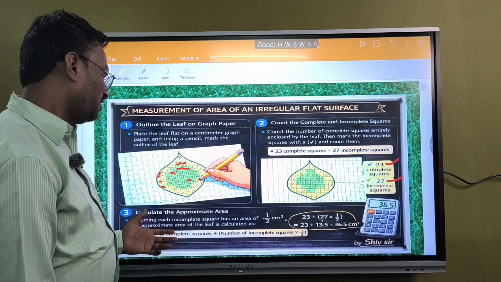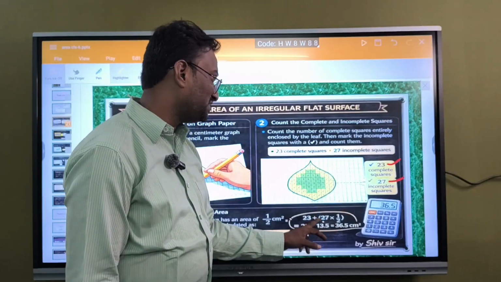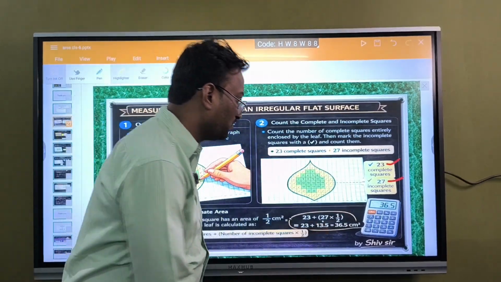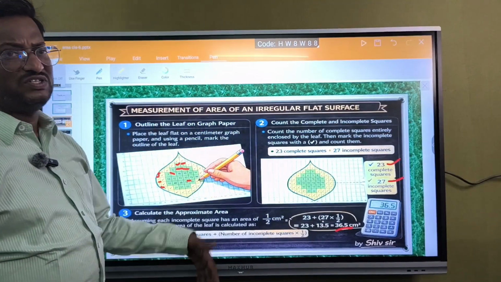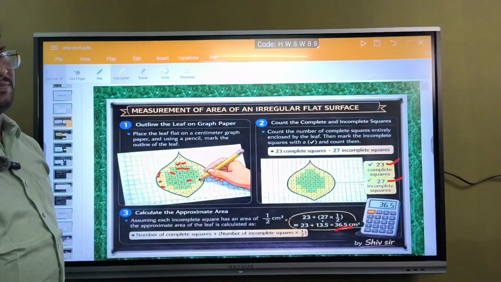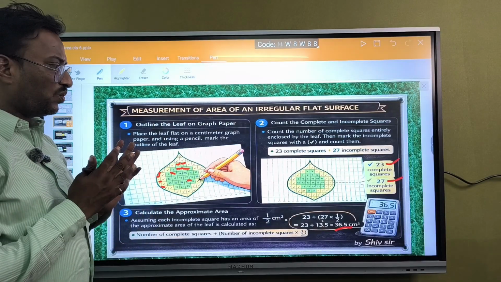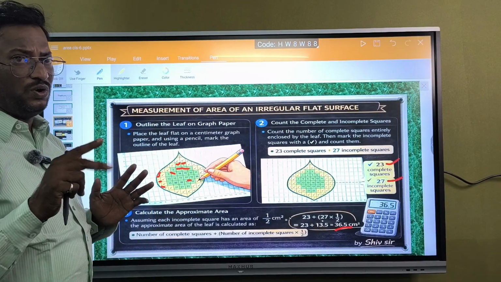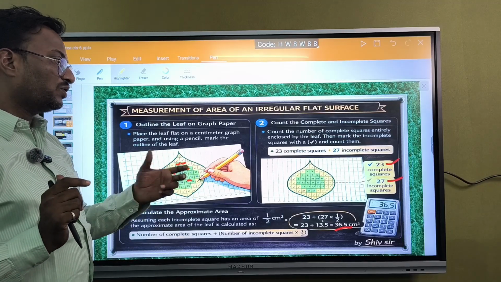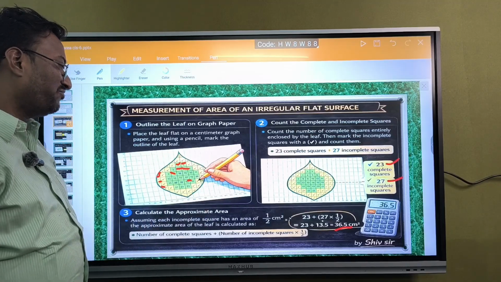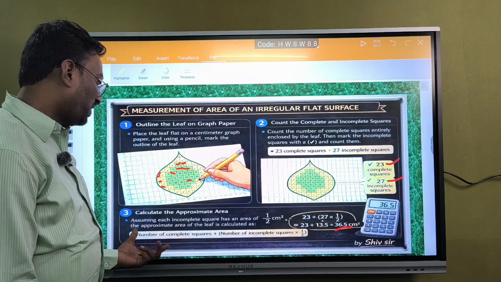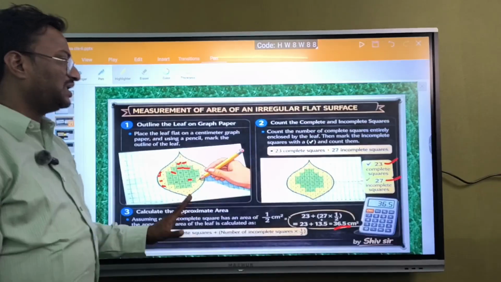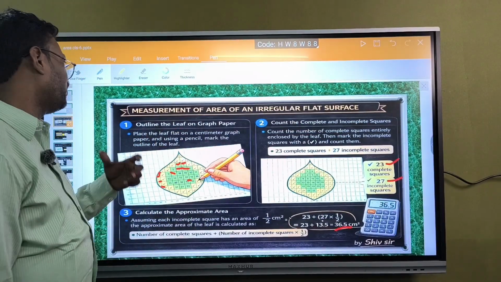That will be the complete squares plus incomplete squares into half. So that is around 36.5. Likewise, you are going to calculate this for irregular shaped objects: complete square number plus incomplete square number into half. So you have to count all those things. This is the formula: number of complete squares plus number of incomplete squares into half. This is the formula in order to measure irregular surfaces through graph.